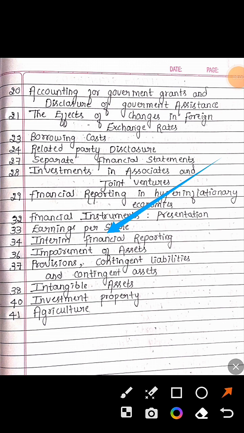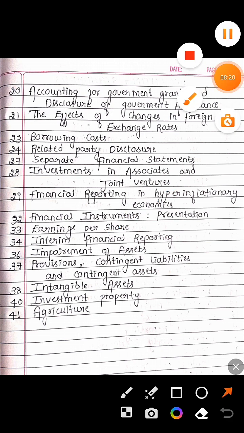Now recall from Ind AS 20 to 34. I'll give 10 seconds. So let's continue.